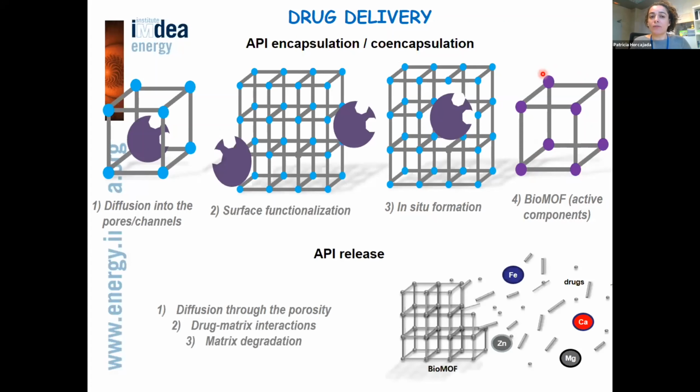The release of the active cargo will be a combination of the diffusion through the pores, drug-matrix interaction, and also the matrix degradation. The matrix degradation will be the main determinant factor in the case of the encapsulation in situ or the bioactive MOF strategy.